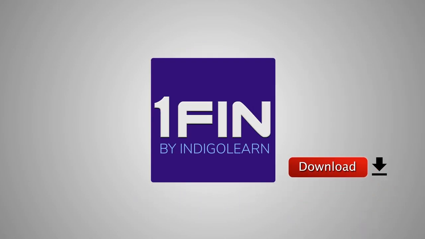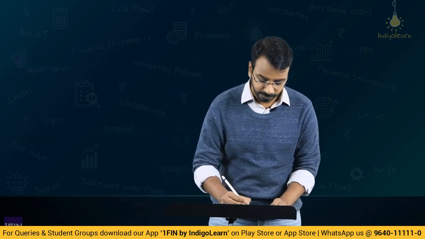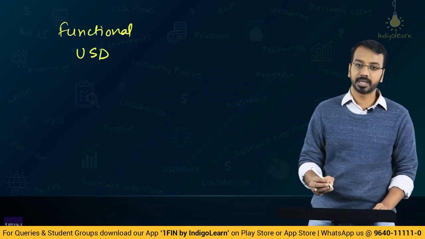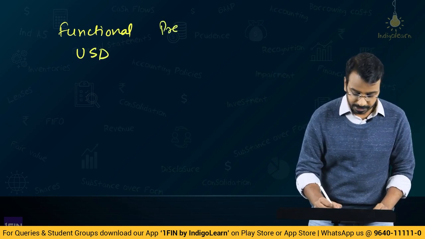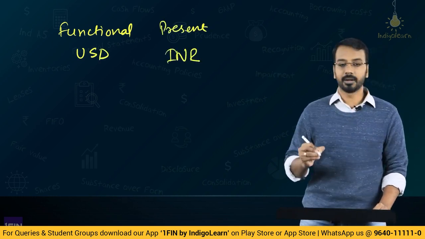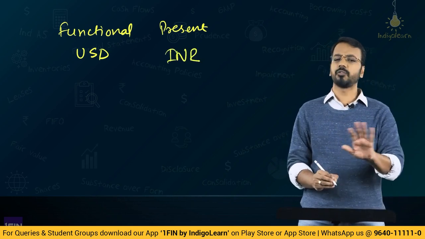So to quickly summarize whatever we have learned about translation, there could be multiple scenarios. Say we are talking about a reporting entity based out of India that has a functional currency of USD. So this is an example where the functional currency is USD, right? Then the presentation currency is INR, and there are no foreign operations.